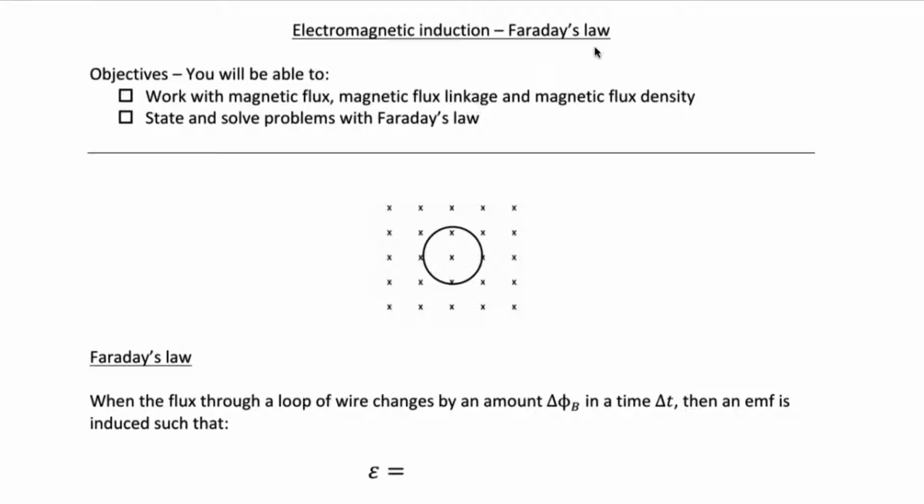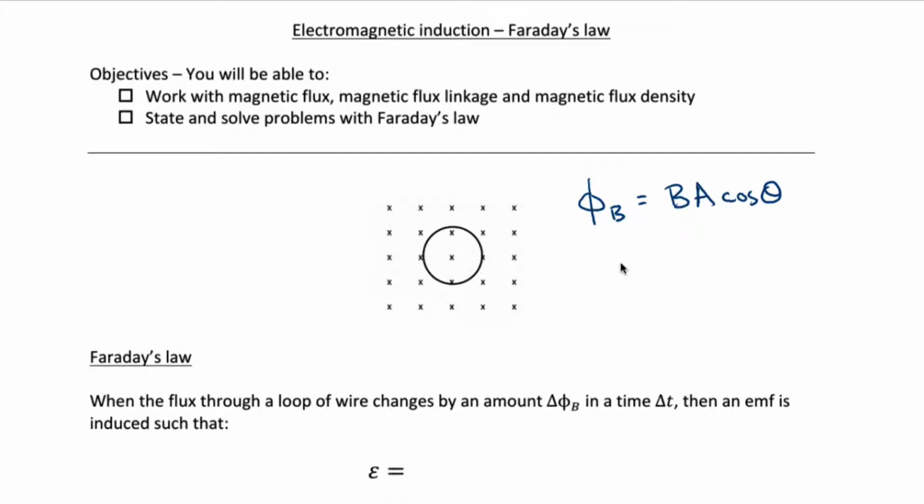This lesson's on Faraday's law. Here are the objectives. In the previous lesson, we defined the magnetic flux through a loop of wire, phi sub b, as being equal to B A cos theta, where B is the magnetic field strength, also called the flux density, A is the area enclosed by the loop of wire, and theta is the angle between the normal to the plane of the loop of wire and the magnetic field.